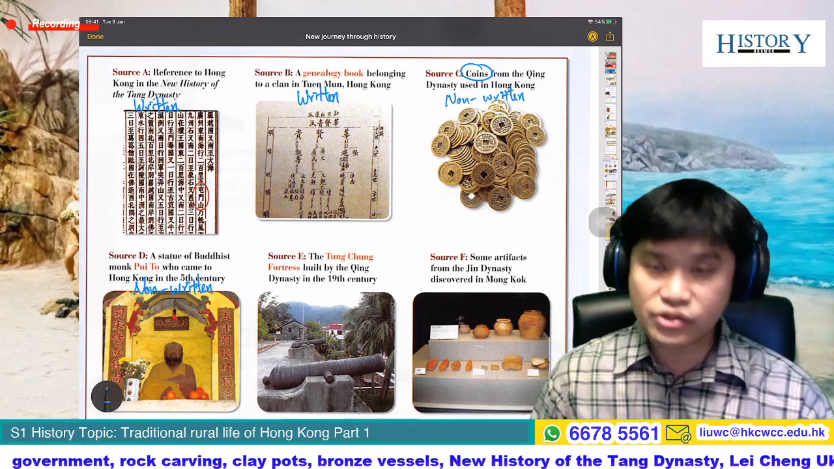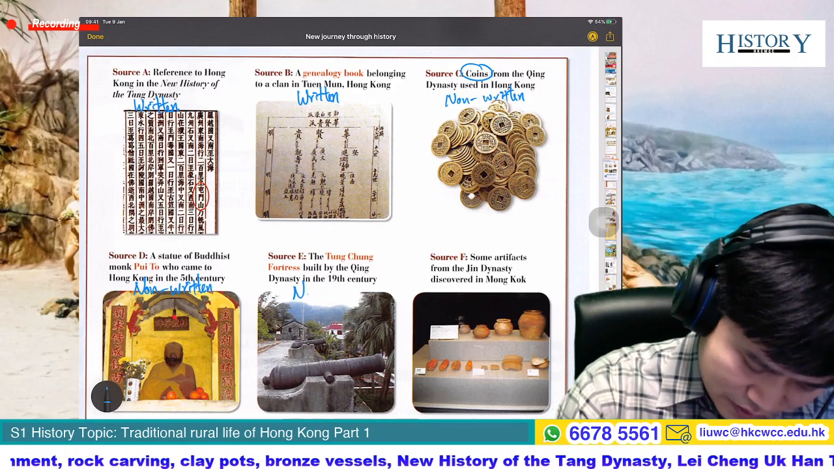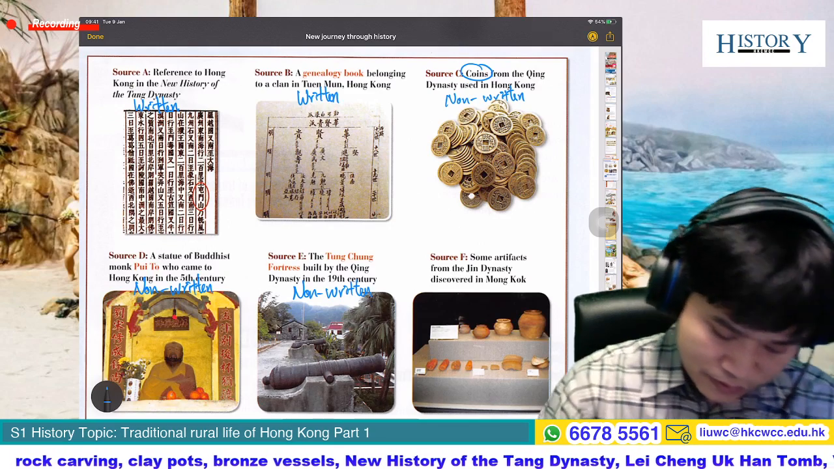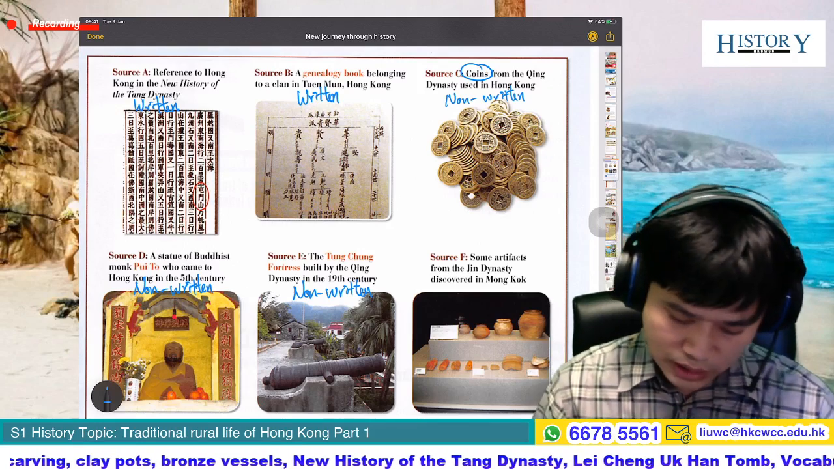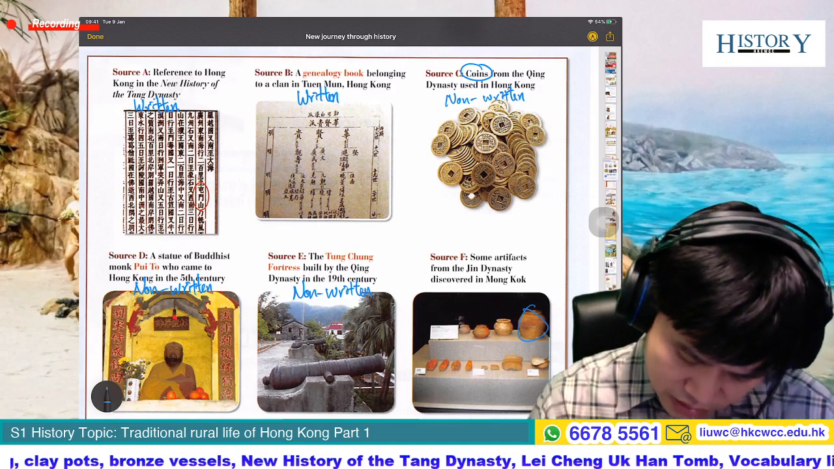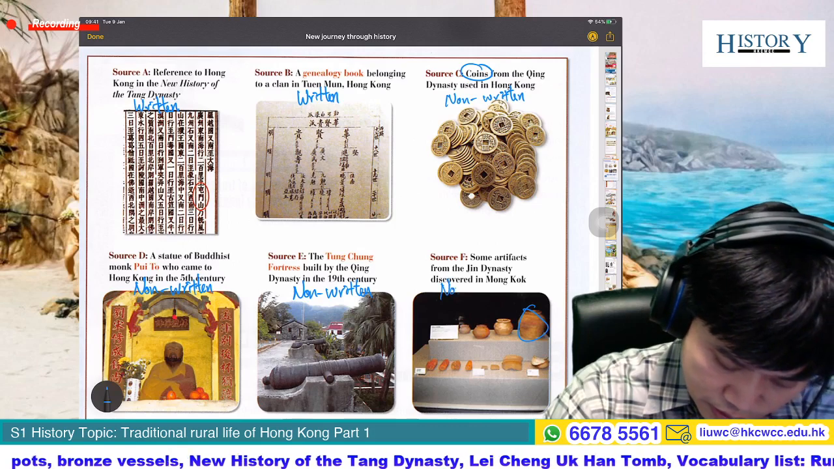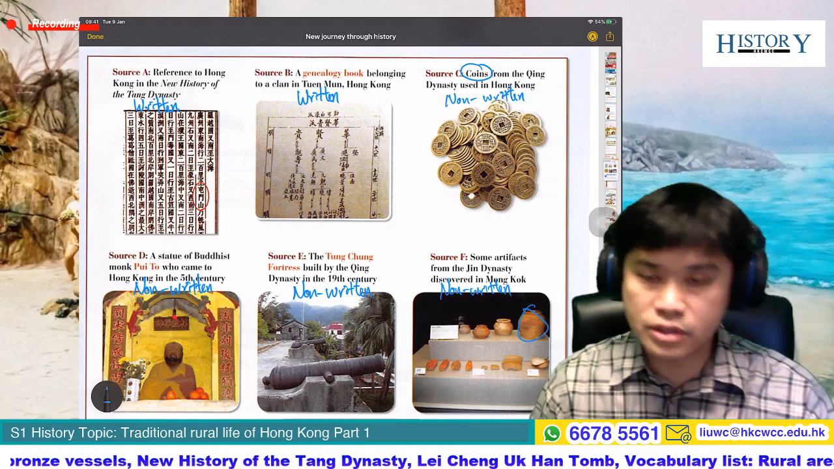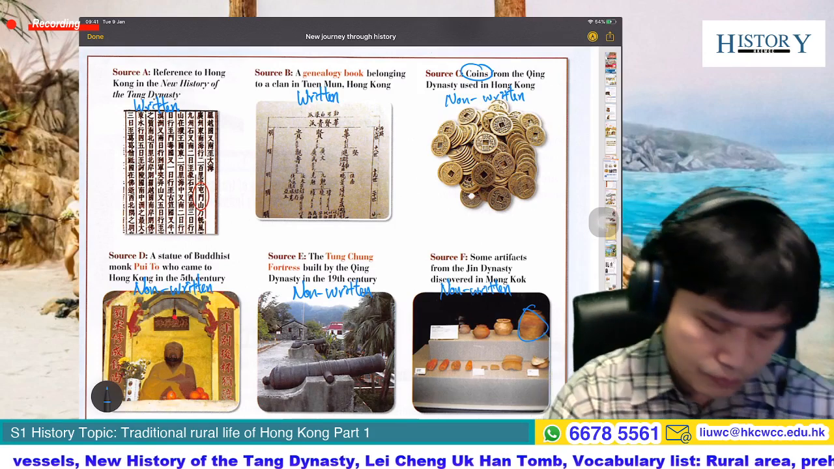Then source E, a Tung Chung fortress. That is very obvious, that is non-written. And then the last one, source F, some artifacts. We can see the pottery jars or some remains. Of course, that is a non-written source. I don't think that would be complicated.